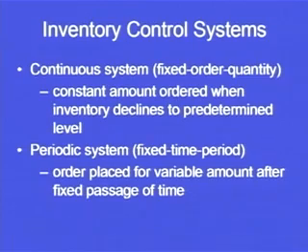But in this case the quantity is not fixed, quantity is variable. As you can see on your screen, an order is placed for a variable amount or variable quantity after a fixed passage of time. So the time is fixed, that after every 1 month or after every 15 days or after every 7 days you have to place an order of the variable amount.